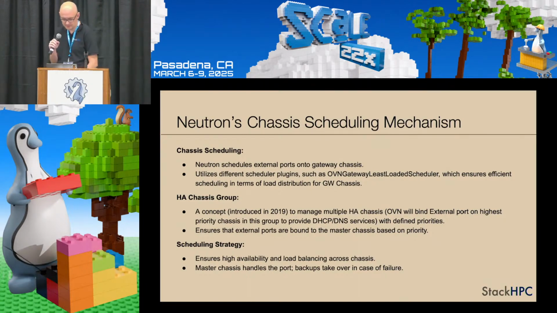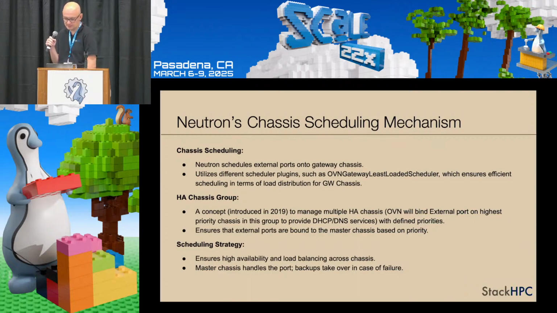Yeah, so basically, Neutron has a mechanism that schedules external ports onto gateway chassis. There are different scheduler plugins that can be used. The default is the least loaded scheduler, which will do a priority list of all your network nodes, at maximum 5, I think. It takes the least loaded gateways to the front of that list, which ensures efficient scheduling in terms of load distribution.